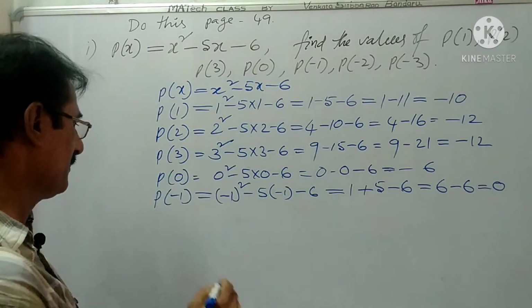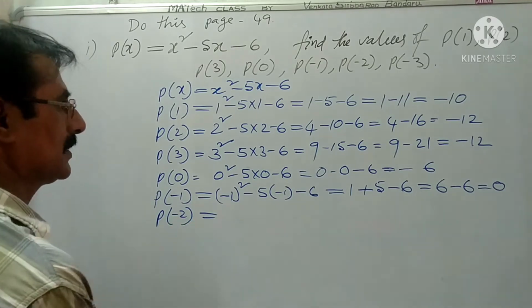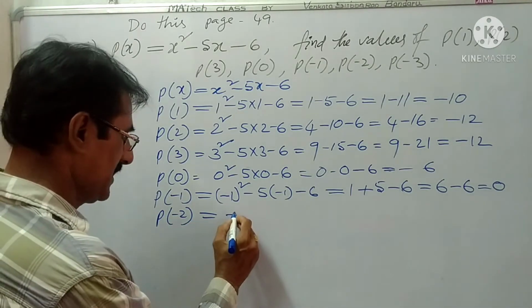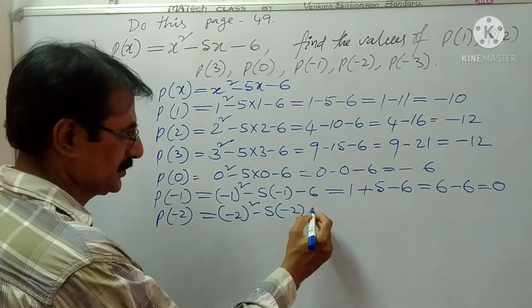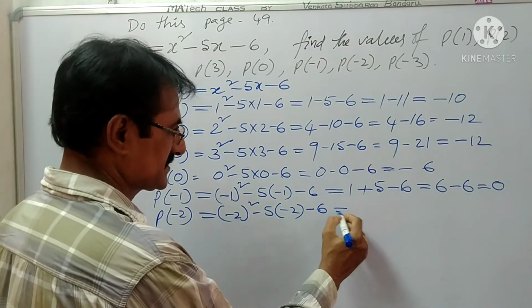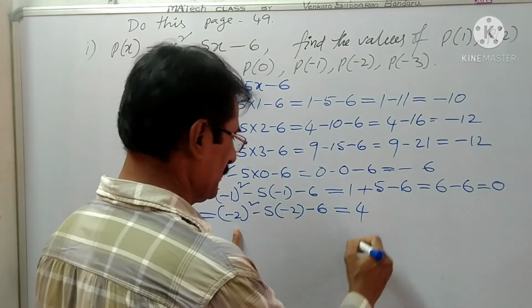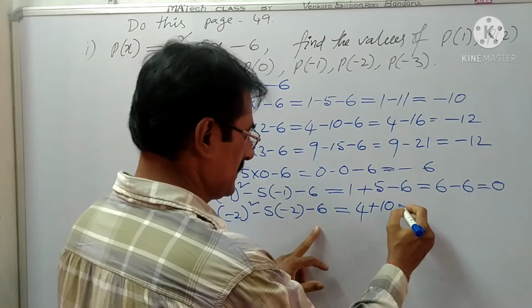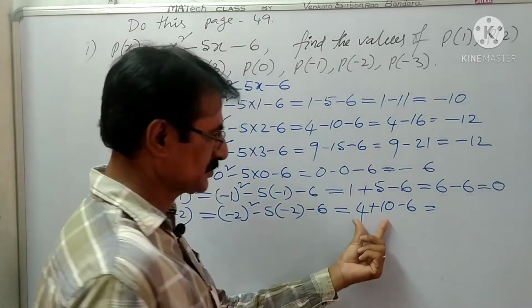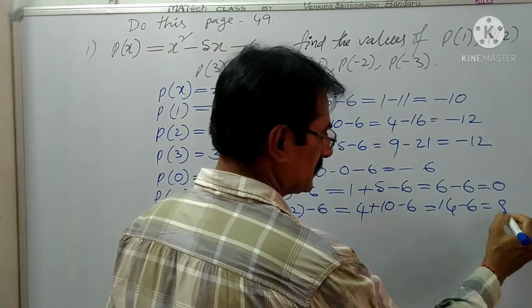Next, p of minus 2 equals minus 2 whole square, minus 5 into minus 2, minus 6. Minus 2 whole square is 4, minus minus plus 5 twos is 10, minus 6. These two are positive, sum of them 14, minus 6 equals 8.